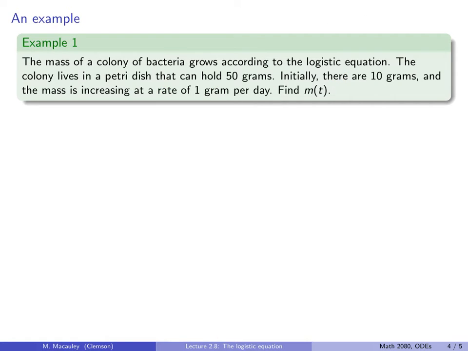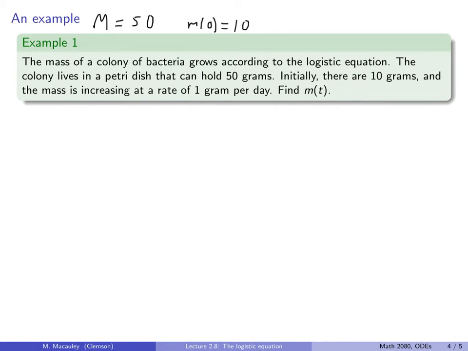Let's do an example. Suppose we have a colony of bacteria that grows according to the logistic equation. The colony lives in a petri dish that can hold 50 grams. So right away that means that M is 50. Initially there are 10 grams. I should say that we're going to use m of t for mass instead of y of t. So initially there are 10 grams. That means that little m of 0 is 10.